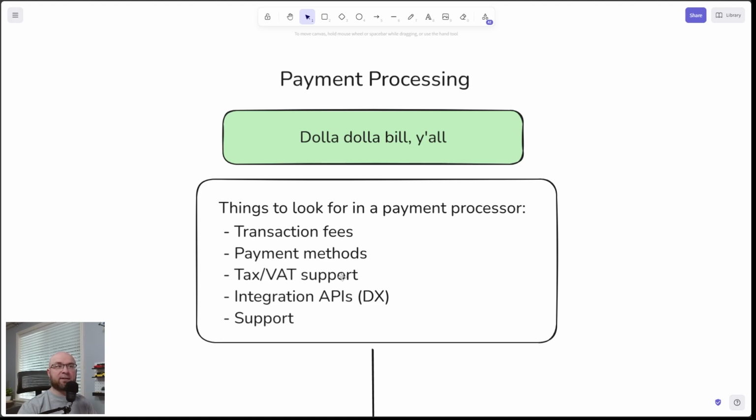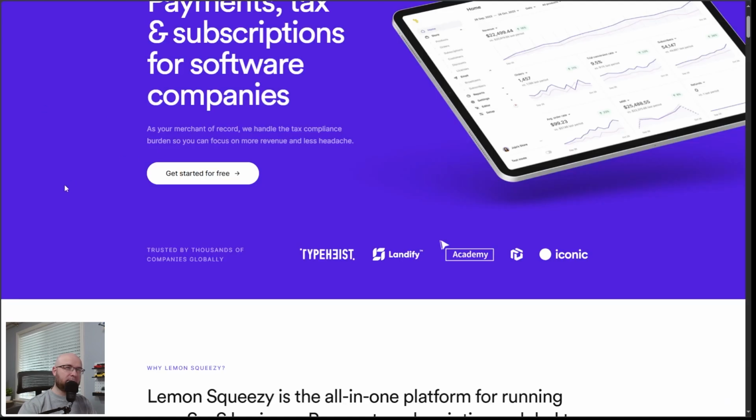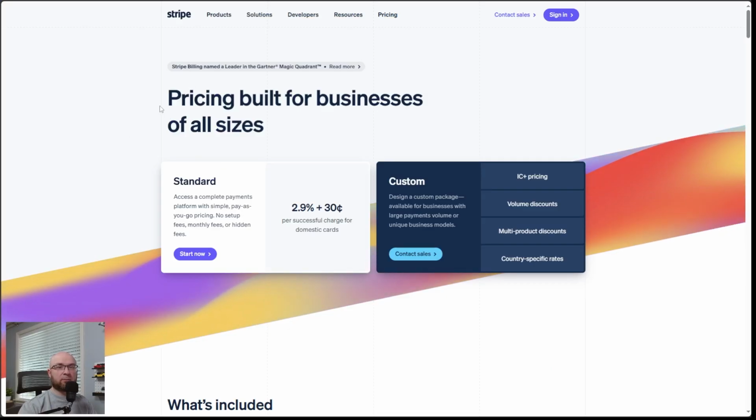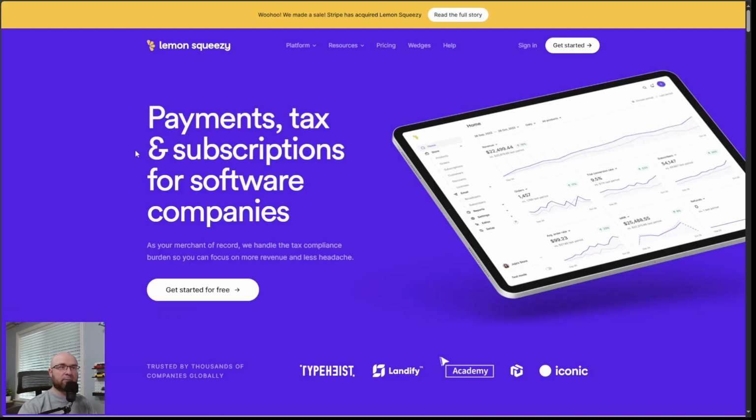Tax and VAT support, value-added tax, right? If you're in Europe, we have taxes here in the States. So a payment provider isn't going to do your taxes for you. But some providers are really good at taxes, like Lemon Squeezy. Now, coincidentally, they were bought by Stripe recently. So one could assume that Stripe will become better at taxes at some point, hopefully.